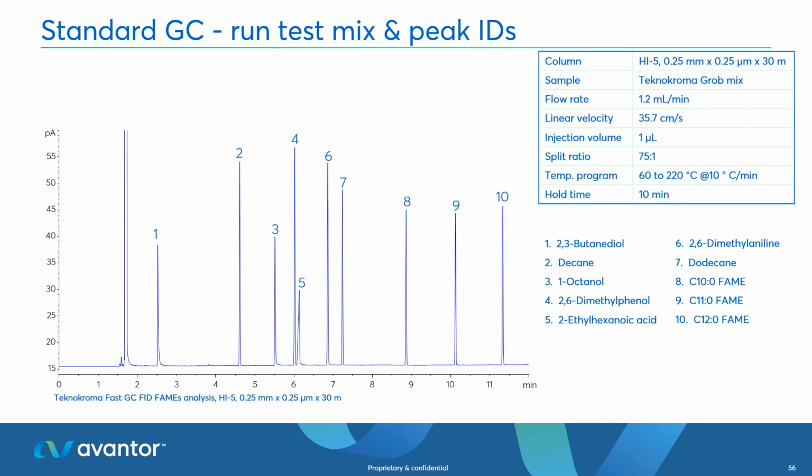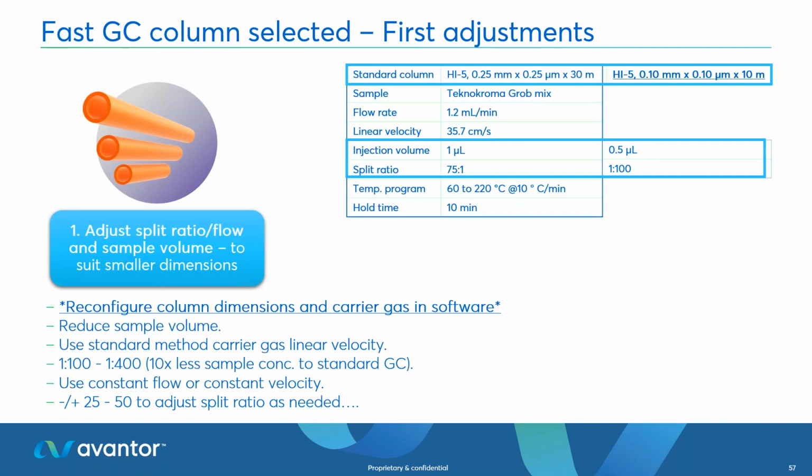So then when we had the standard run, you can see the peak IDs, and we've got a flow rate of 1.2 mL per minute, linear velocity of 35.7, split ratio 75:1, injection volume 1 microliter, and we've got 10 degrees per minute in the oven ramp. So this will all change.